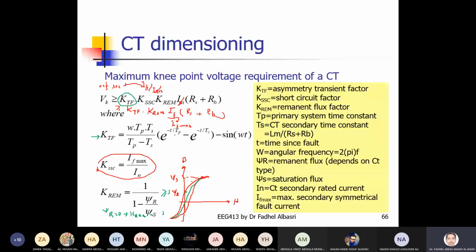Then we'll end up, at T approaching infinity, you will find this equation becomes... you can prove this, K transient factor will become x over r, 1 plus x over r.